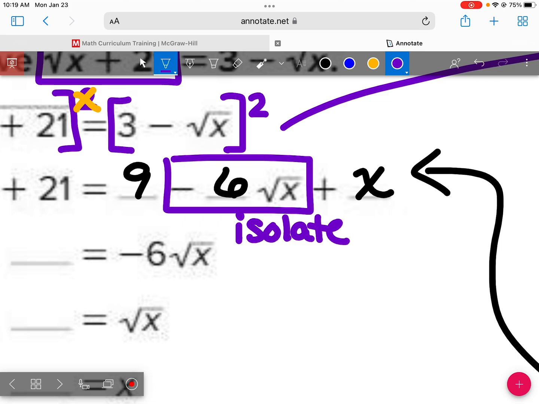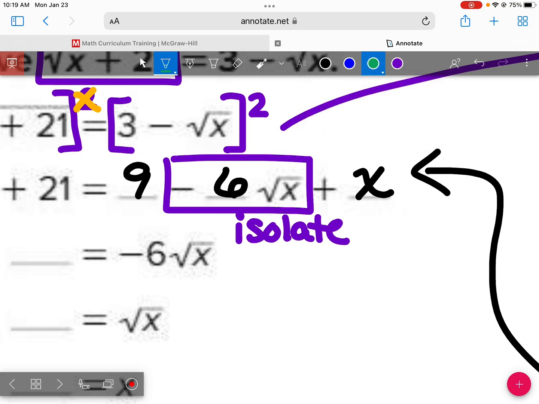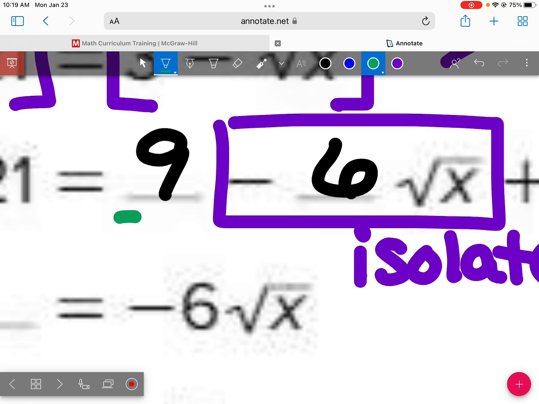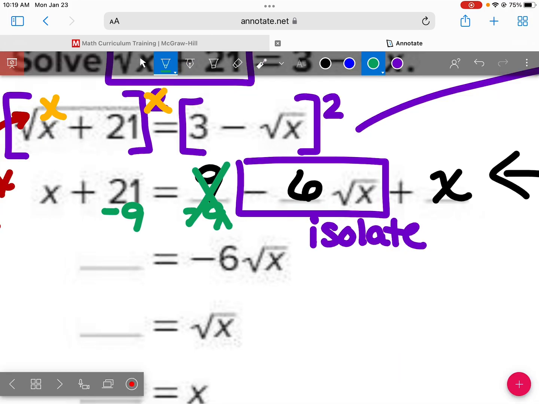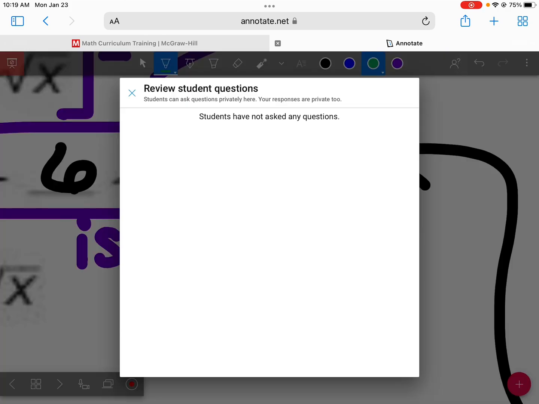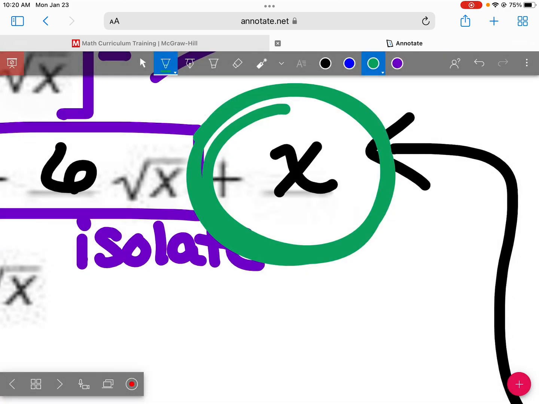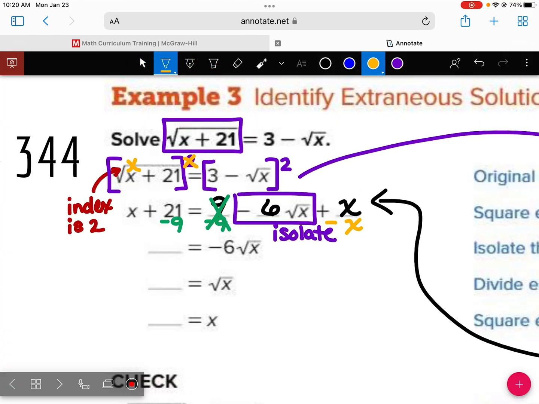What do I do to get rid of that 9 out in front? I'm going to subtract 9 from both sides. What about this piece back here? Because this is something else that I need to get rid of since I'm trying to isolate my radical. How do I get rid of a plus x? How did I get rid of a positive 9? We subtracted it. How do I get rid of a positive x? Subtract x on both sides, yes.